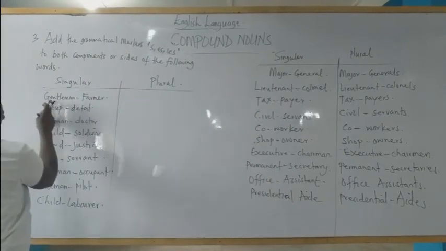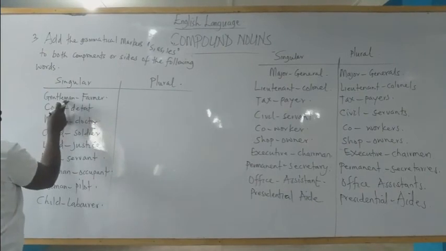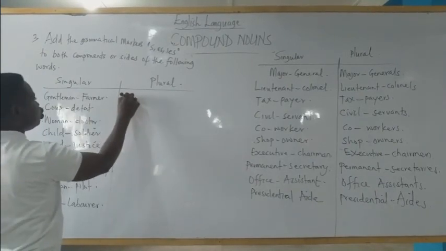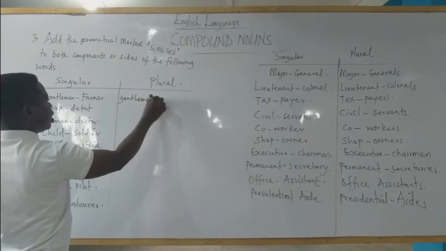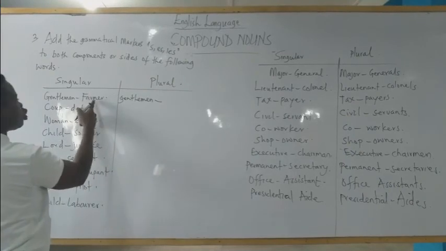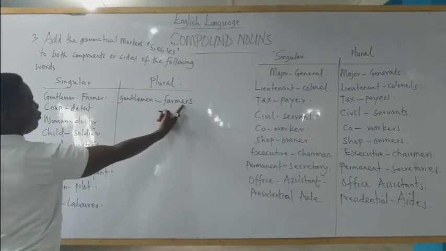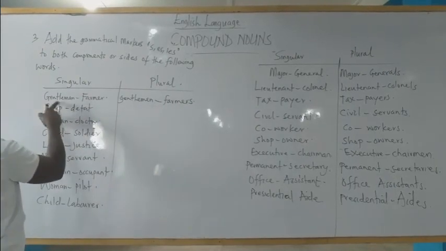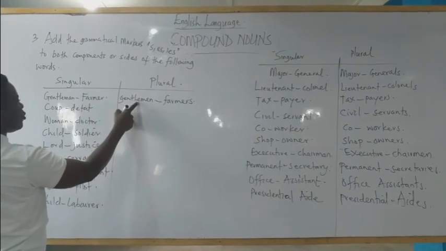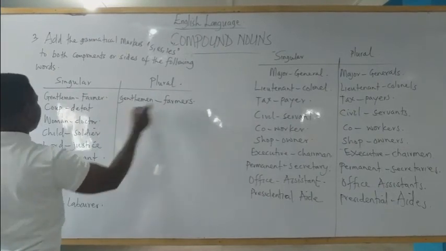So let's write. This one becomes what? This is gentleman. In plural form, that becomes what? Gentlemen. Then farmer takes what grammatical marker? S. That becomes gentlemen farmers. So in singular form, gentleman farmer. In plural form it becomes what? Gentlemen farmers.